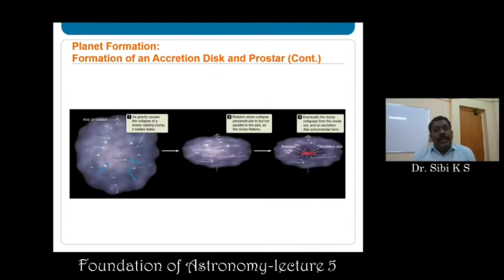So we have to remember that as gravity causes the collapse of a slowly rotating clump, it rotates faster. The rotation slows the collapse perpendicular to, but not parallel to, the axis, so the clump flattens. Eventually, the clump collapses from inside out and an accretion disk and protostar is formed.